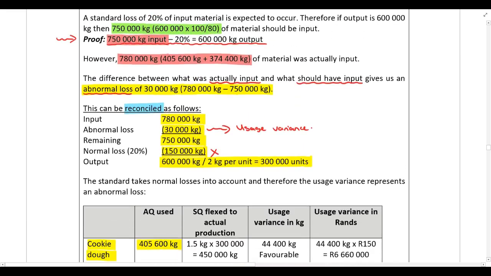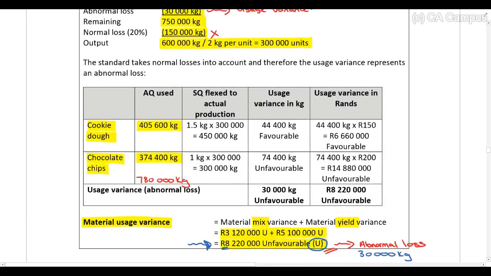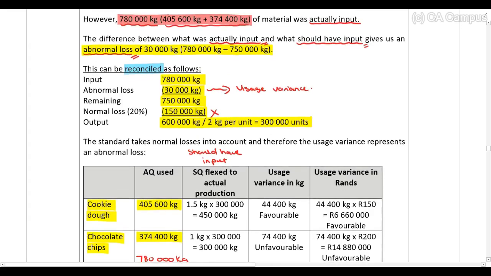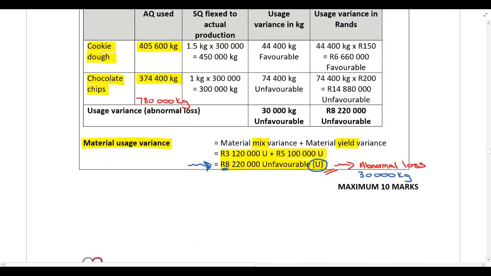So we said over here that they actually input 780,000 kilograms. We are now just looking at the split between the two products. So if we are trying to calculate the abnormal loss, it's the difference between what they actually input and what they should have input. So this column over here is dealing with what they should have input. Now in total, we know that they should have input 750,000 kilograms. So you'll see the total here comes back to 750,000 kilograms. But we need the split between the two products.